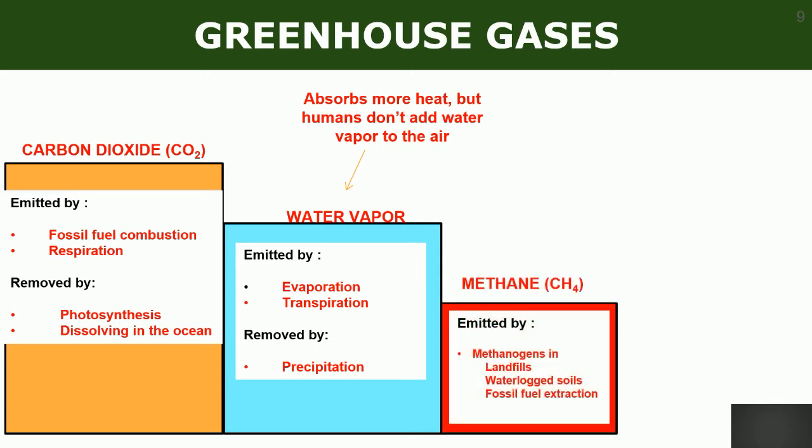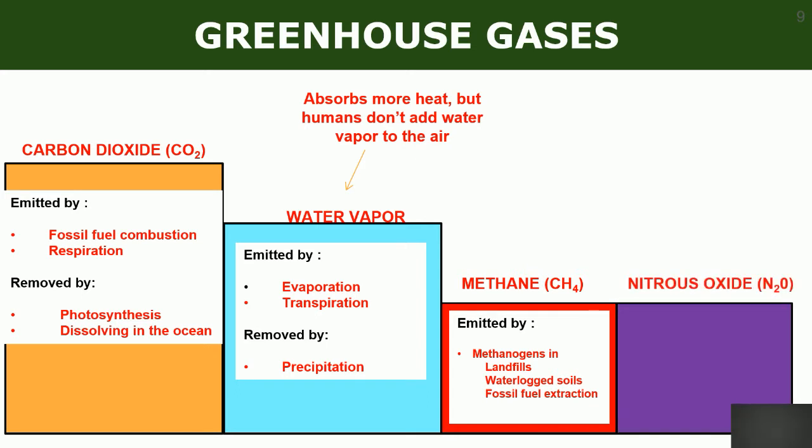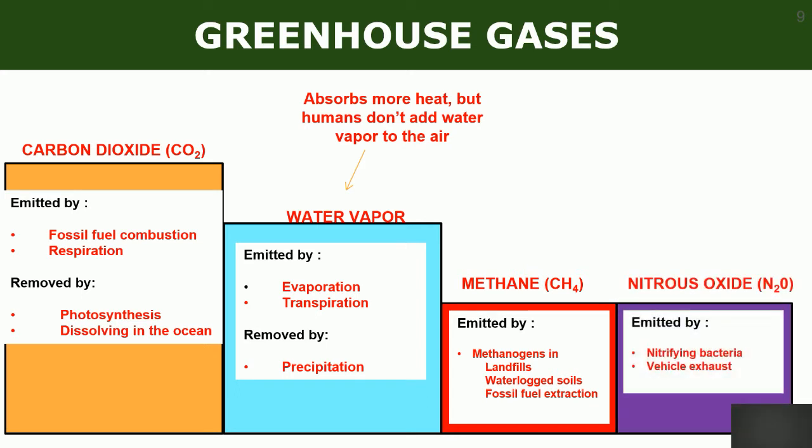So the next one is methane. If that rings a bell from your methanogenic bacteria, it should, right? Because those methanogens release that methane, and you're going to find those again in the landfills or the waterlogged soil. Like if you've ever dug around in a pond and you see all these bubbles come up, that's probably methane. And methane can also be released into the air by fossil fuel extraction. And then we also have nitrous oxide, which is emitted by nitrifying bacteria, and you also find it in vehicle exhaust.